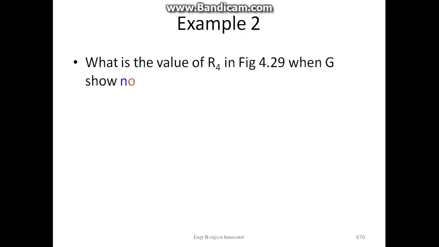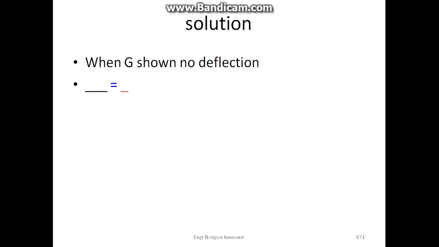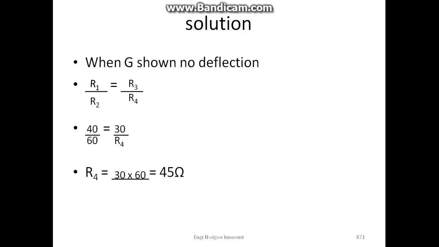Example 2. What is the value of R4 in figure 4.29 when G shows no deflection in the circuit shown above? Solution. When G shows no deflection, R1 over R2 equals R3 over R4. 40 over 60 equals 30 over R4. R4 equals 30 times 60 all over 40, which equals 45 ohms.